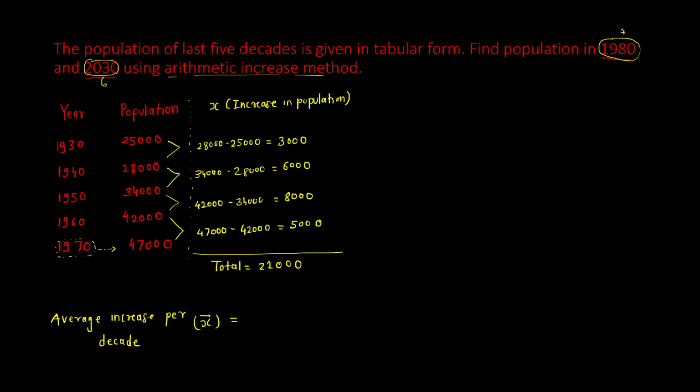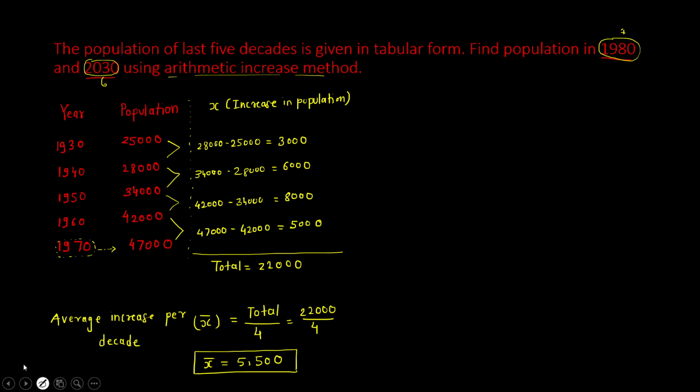So we are assuming in the arithmetic increase method that this increase in population between each decade is constant. So that average value we have to find. How to find that average value? You take this total, that is 3000 plus 6000 plus 8000 plus 5000, divided by 4. In this case it is 4. So 22,000 divided by 4 gives the value of x bar as 5500. So this is the value of x bar. I hope this much is clear.